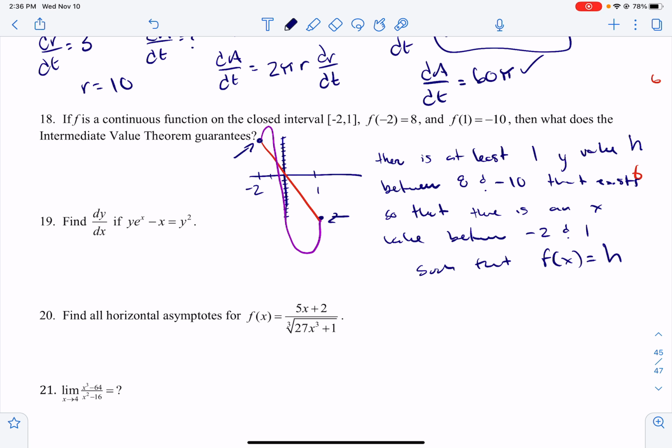Remember, I was going 5 miles per hour and then I was going 20 miles per hour. So at least one time I went 15 miles per hour because 15 is in between 5 and 20.